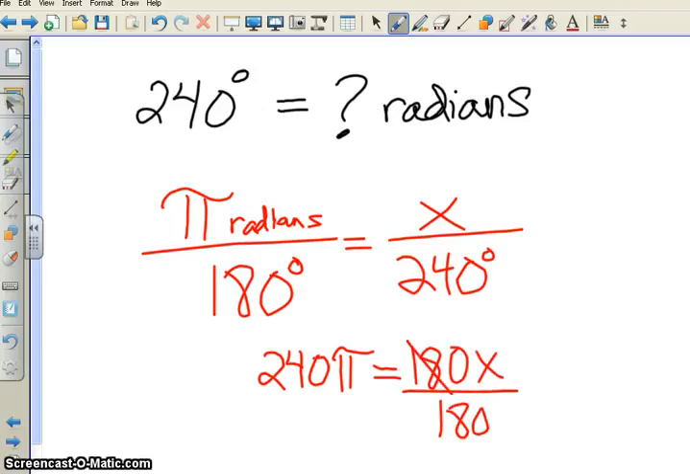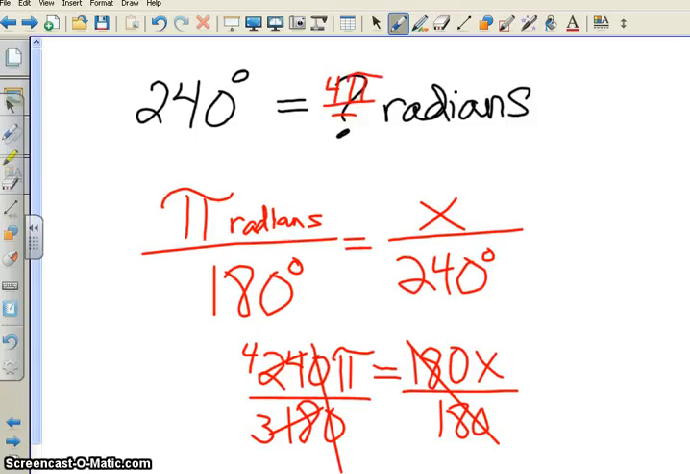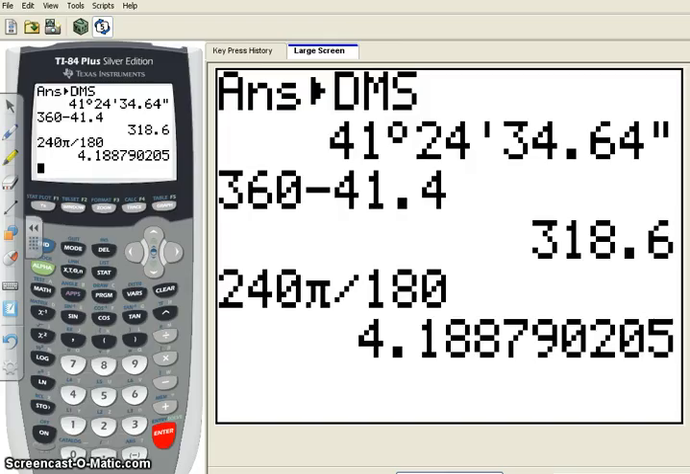I'll just divide by 180 and reduce this down. The zeros will cancel out. 6 goes into 24 4 times. 6 goes into 18 3 times. So 240 degrees is 4 pi over 3 radians. Or on my calculator, I will get 4.188790205 radians.